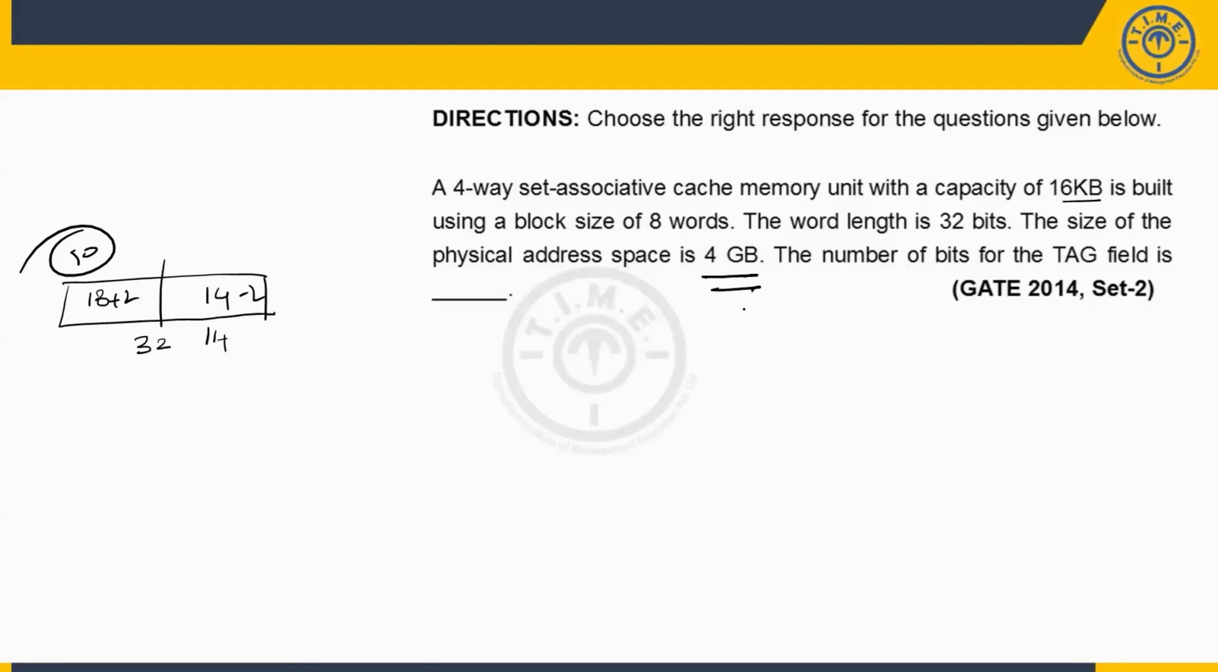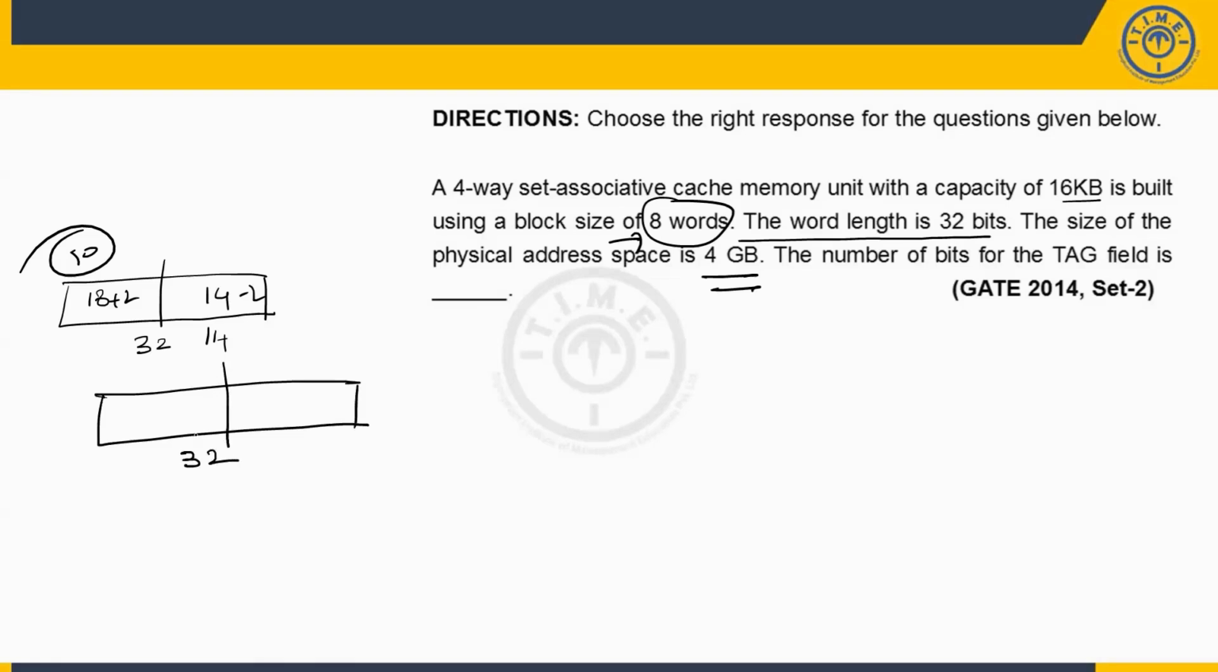They mentioned a block size of 8 and a word length of 32 bits. The word length doesn't signify anything here; it is irrelevant. Block size has some significance, but since we are asked only for the tag digits, these two will be irrelevant. But anyhow, I'll tell you: total is 32, right?